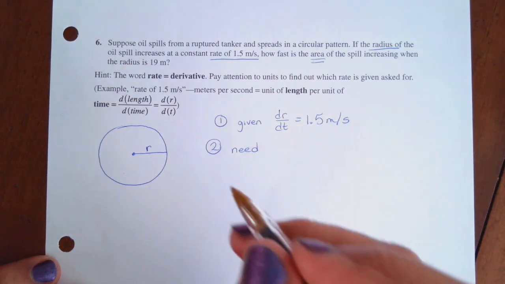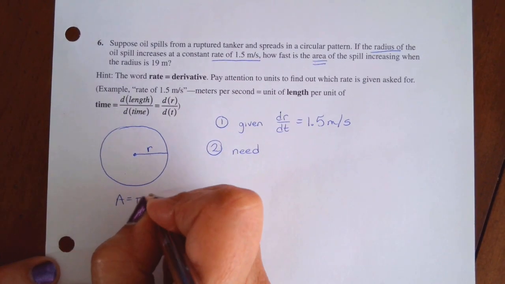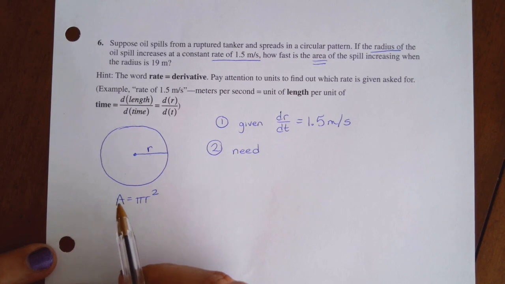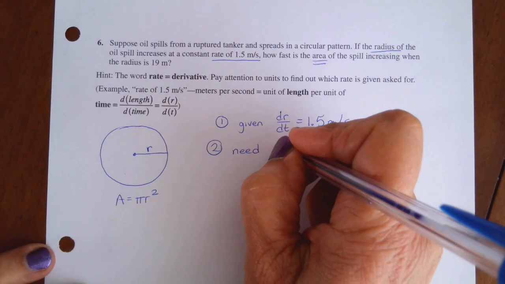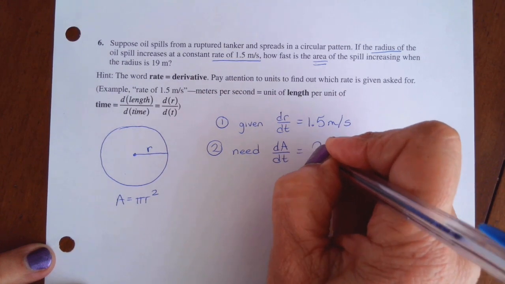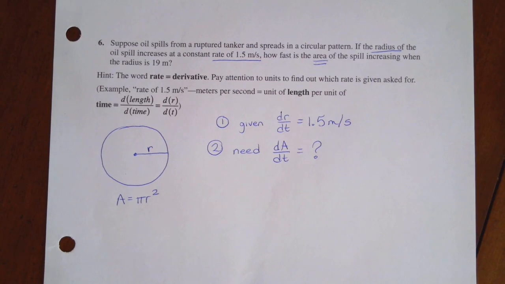Well, area of a circle, pi r squared, right? That's the area formula. So I'm going to use dA/dt, and I'm going to use capital A because that's area. So dA/dt. That's what I need. So I always put a question mark there. That's going to be my answer. What is dA/dt? The rate that the area is changing.